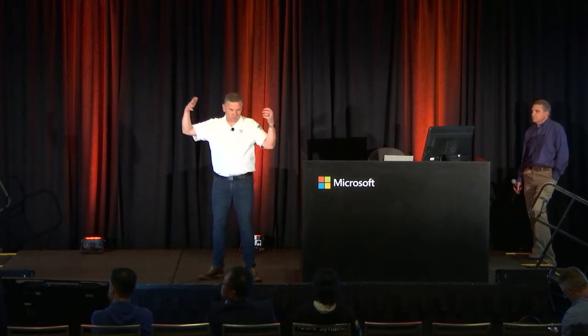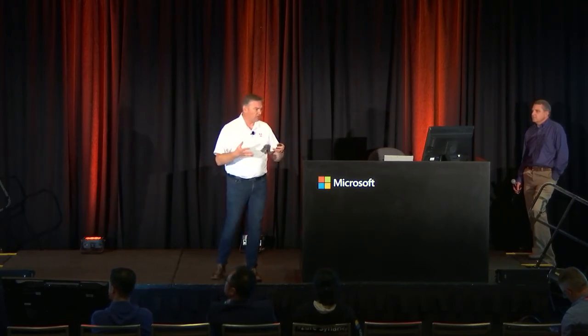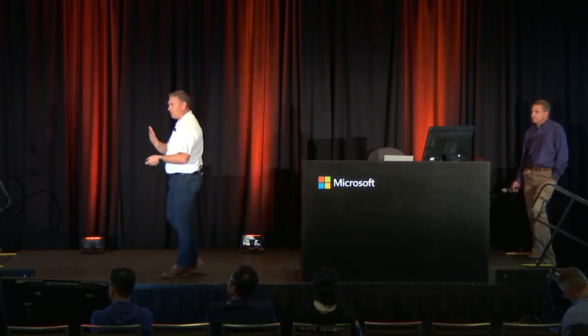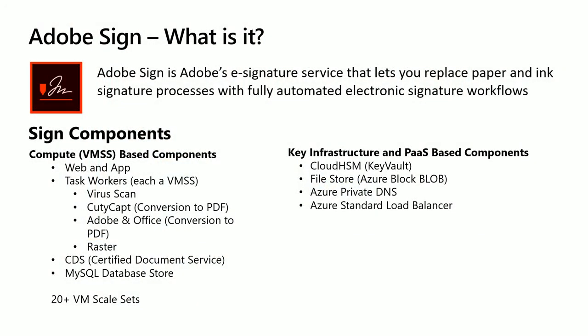Well, what do we use to deliver that? You boil it down to a bunch of VM scale sets that have specific functions and purposes, like web tiers, app tiers, database tiers, and a bunch of them that take care of data conversion, document signing, virus scanning. These are all built into individual VM scale sets. And then there's a number of other Azure services that you can see there, like Key Vault, Azure Blobs, things like that, that we also use to provide this solution, okay?